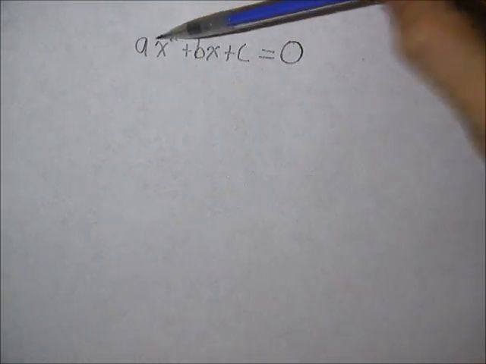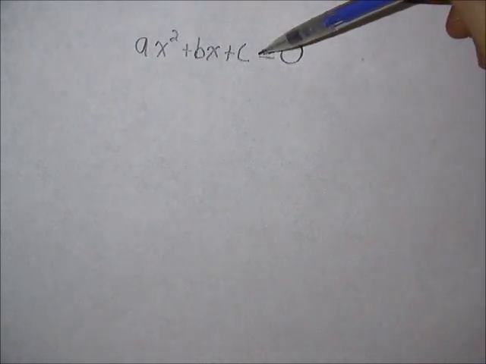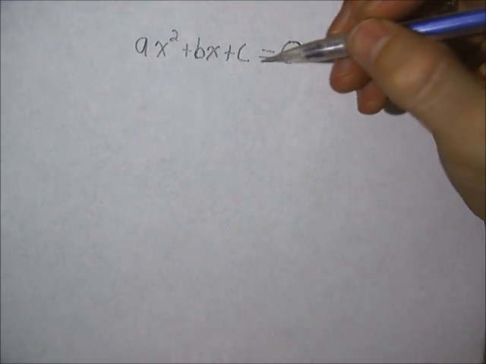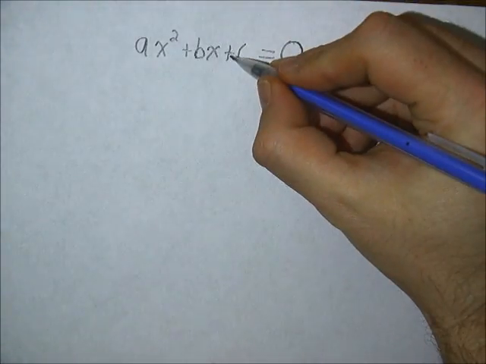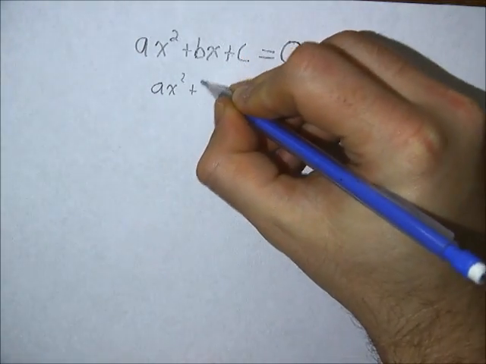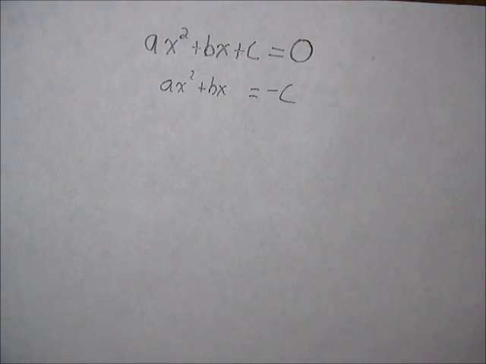We could factor it and solve it. I'm sorry, not factor it, but we could solve it using just the a, b, and c without any numbers in there. Okay? We're going to take the exact same steps we use for completing the square with numbers. First step, move your c over. Ax squared plus bx equals negative c.